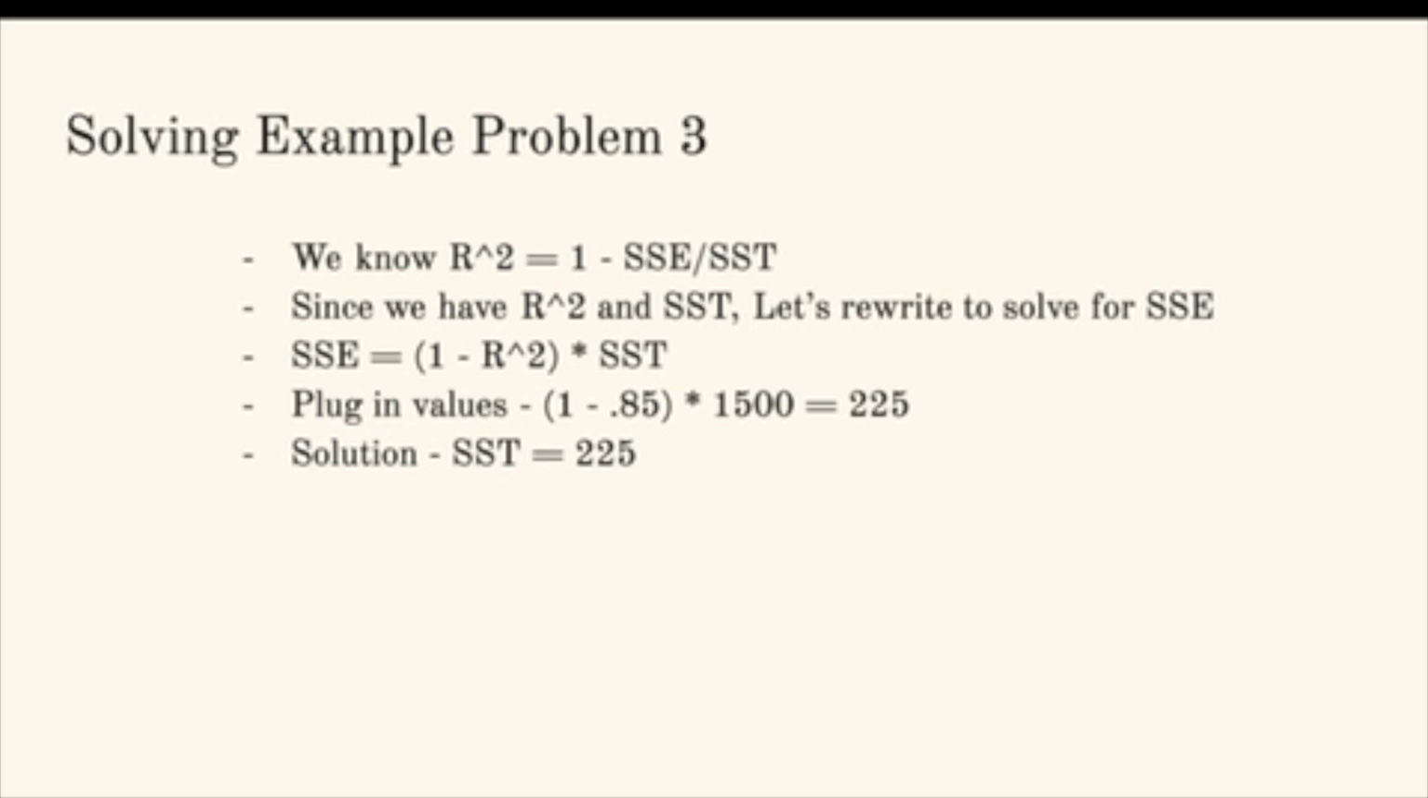We know r-squared is equal to 1 minus SSE divided by SST. Since we have r-squared and SST, let's rewrite to solve for SSE. SSE is equal to 1 minus r-squared times SST. Plug in our values. 1 minus 0.85 times 1,500 is equal to 225. The solution, SSE, is equal to 225.